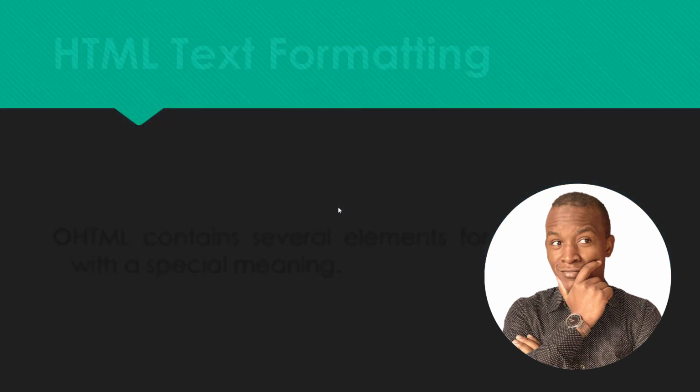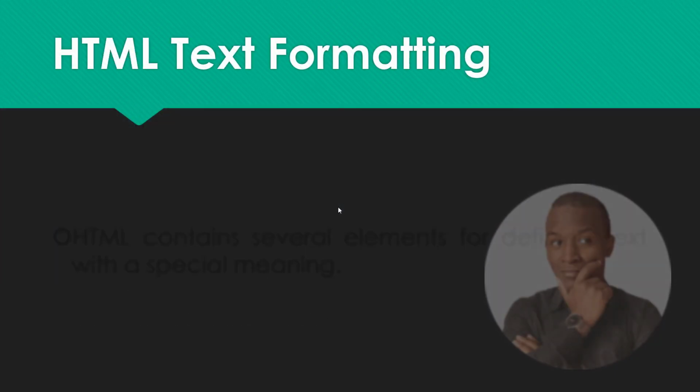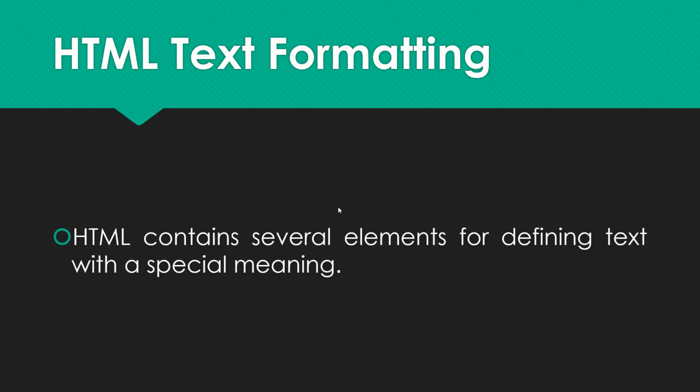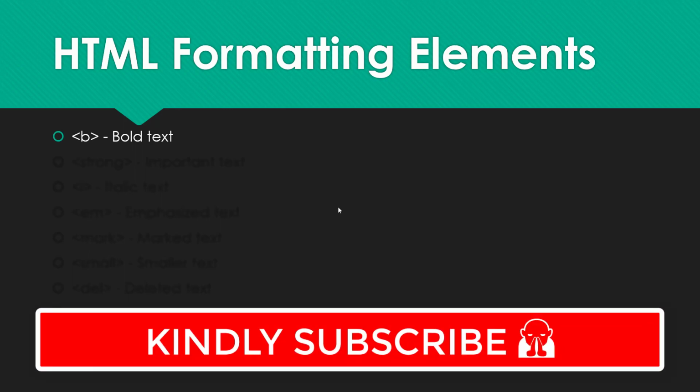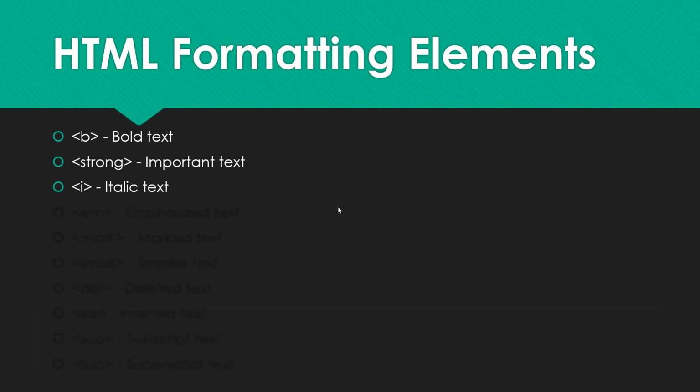So, what is meant by HTML text formatting? HTML contains several elements for defining text with a special meaning. HTML formatting elements include the B tag, or we can call it the bold text. We use this one to define a bolded text. We have strong. We use this one to define important text. We have the I tag. This I tag we use to define italics, if you know italics.